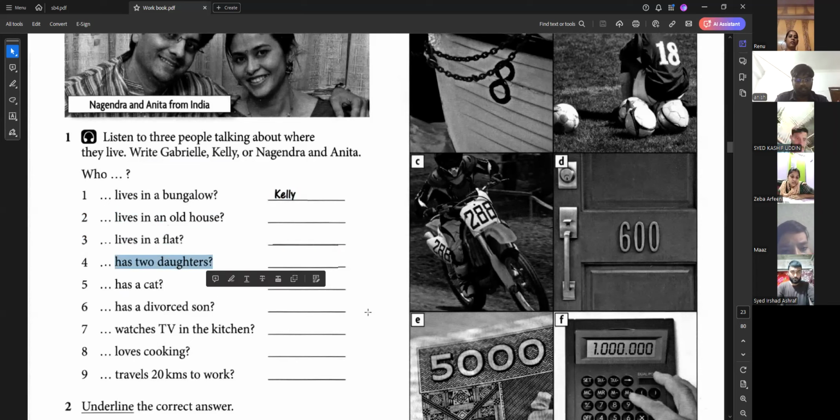Live, not lives, because you took two people's names. Live in a flat. Who has two daughters? Nagendra and Anita have two daughters.